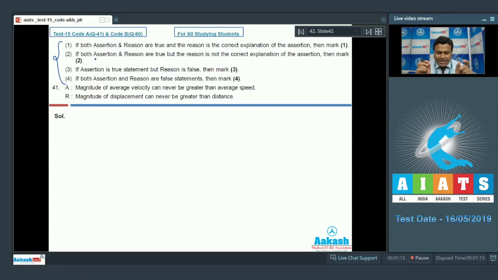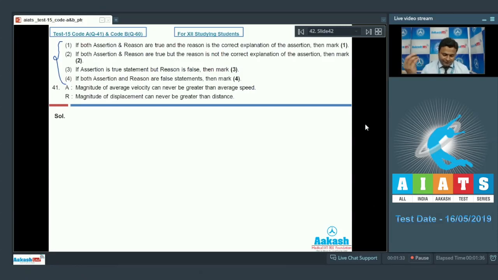If both assertion and reason are true but the reason is not the correct explanation of assertion, then we have to mark option number 2. If assertion is a true statement but reason is false, option number 3, and if both assertion and reason are false statements, then we have to mark option number 4. Now move on to the 41 number.